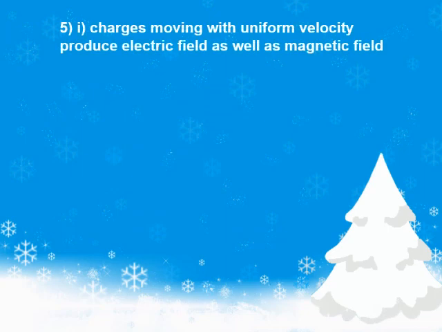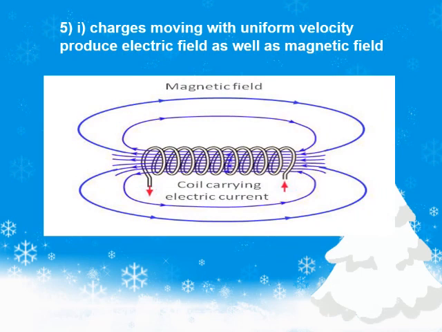Now, charge is moving with uniform velocity. Whenever charge is moving with uniform velocity, it produces electric field as well as magnetic field. For example, in case of this solenoid, you can see whenever charges are flowing through this coil, then there will be the production of current, and as a result there will be a magnetic field in its surrounding. So whenever charges are moving with uniform velocity, there is the production of magnetic field along with electric field.